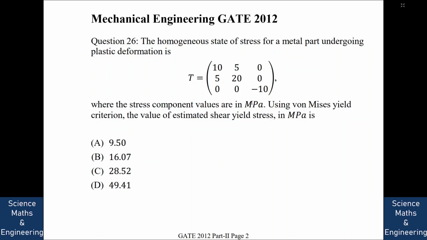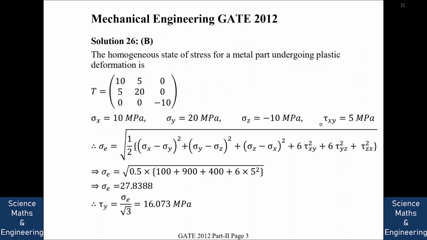The homogeneous state of stress for a metal part undergoing plastic deformation is, so our T is given. So this is the state of stress where the shear stress component values are in megapascal. Using von Mises yield criterion, the value of the estimated shear yield stress in megapascal is, so we need to find out the von Mises yield criterion. Okay, so the answer is B. So let us see how we get it.